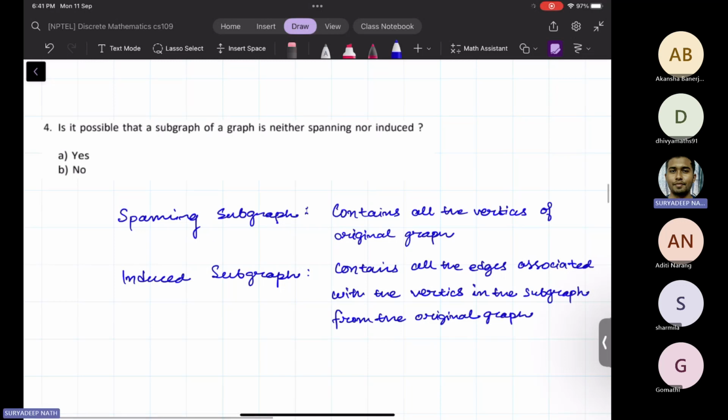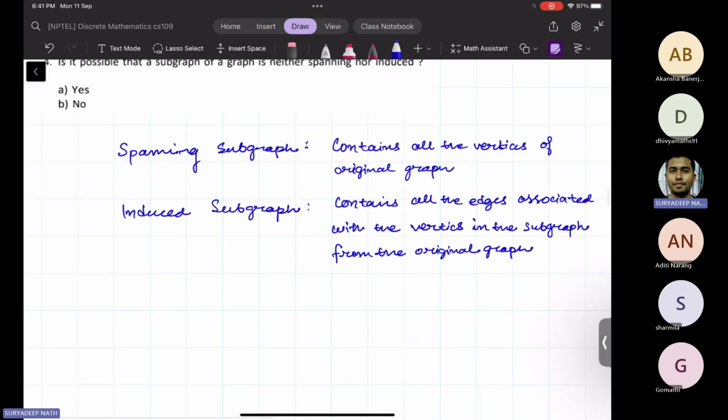So I'll give you an example. Let's say you have this. Let me create this graph.